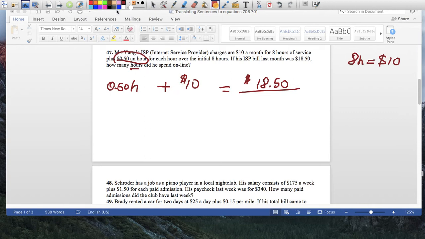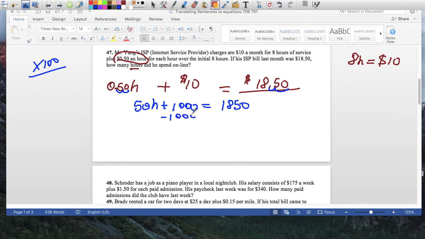Since we have that choice, I want to get rid of my decimals. So to get rid of decimals, I'm going to multiply by 100, because this has 2 decimal places. This has 2 decimal places. If I multiply by 100, it means move the decimal to the right twice. So this becomes 1, 2. This becomes 50H. 10 times 100 is 1,000. This moves 2 over, becomes 1,850.